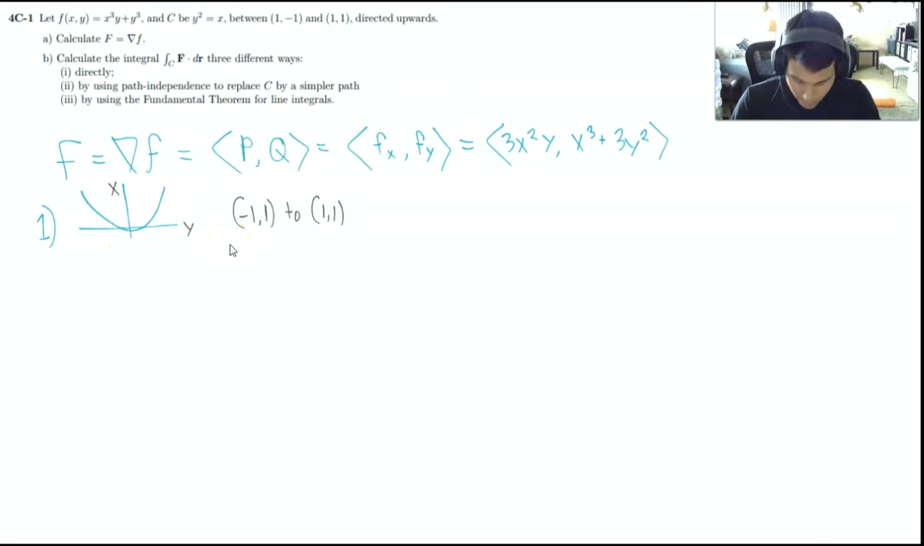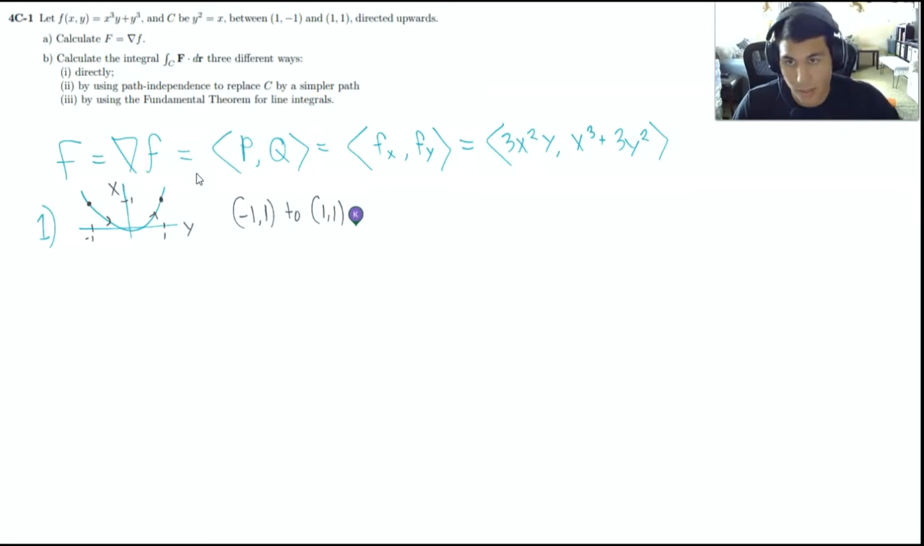Okay. And let's state the direction. So it goes from here to here. And this is -1. This is 1. And they both go like that. So this is our first path we're going to take, and this is doing it directly.